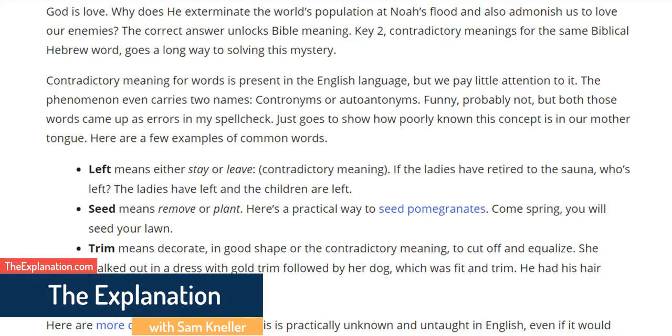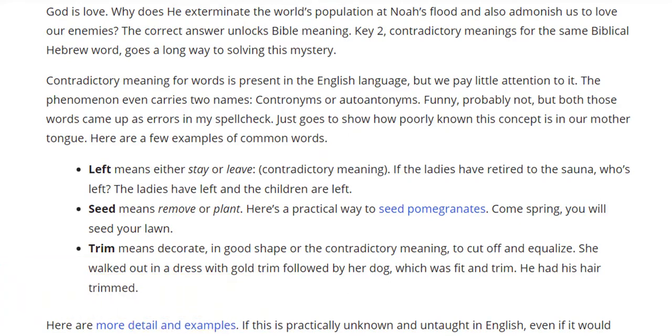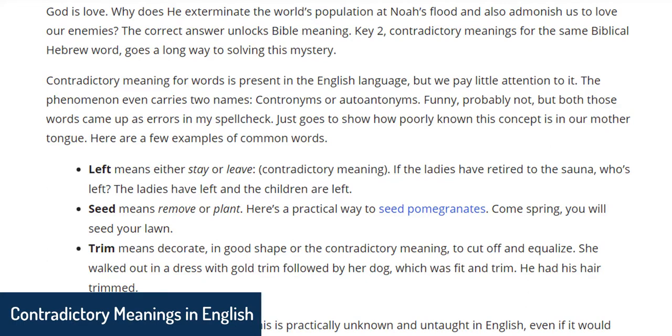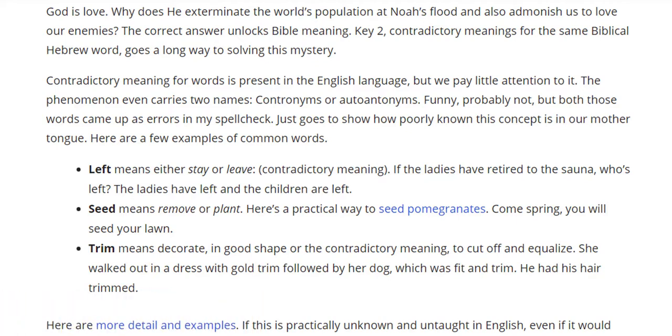Key 2, contradictory meanings for the same biblical Hebrew word, goes a long way to solving this mystery. Contradictory meaning for words is present in the English language, but we pay little attention to it. The phenomenon even carries 2 names, contronyms or auto-antonyms. Funny? Probably not, but both those words came up as errors in my spell check. Just goes to show how poorly known this concept is in our mother tongue.